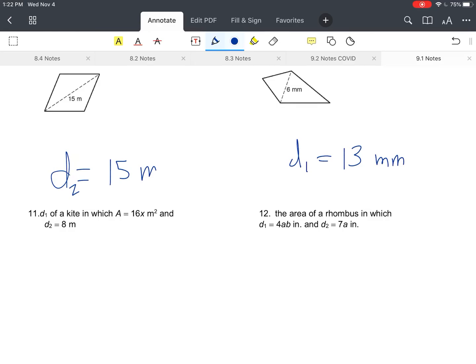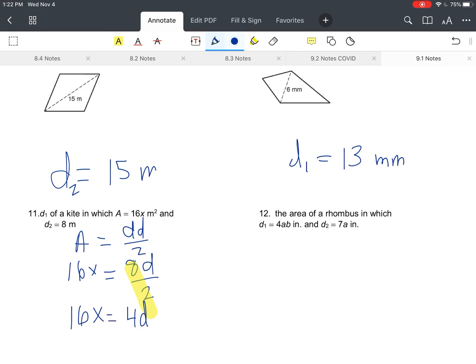So number 11 and 12 are slightly trickier just because now it's involving more algebra and not just straight numbers. It wants me to find the D1 of a kite in which the area is 16x and D2 is 8. So I'm still using the same formula. This time my area is going to be 16x. And I'm still doing D times D divided by 2. In this case, one D is 8. I don't know what the other one is, and I'm dividing by 2.